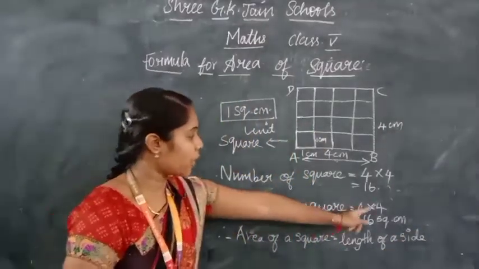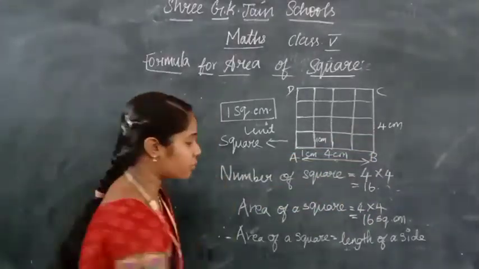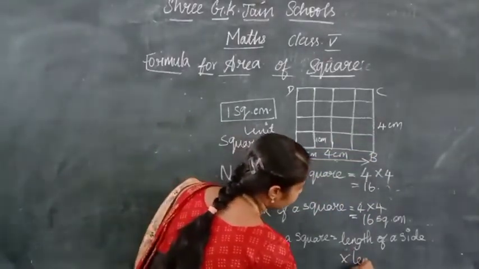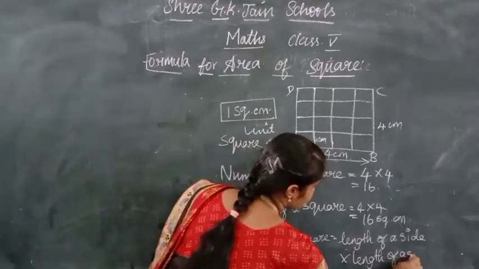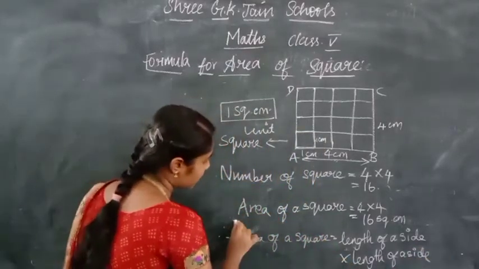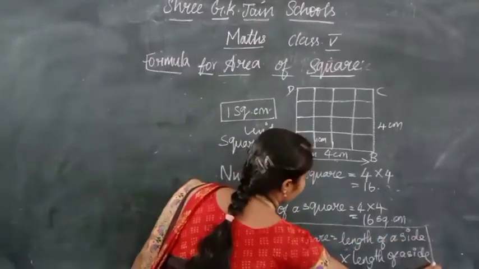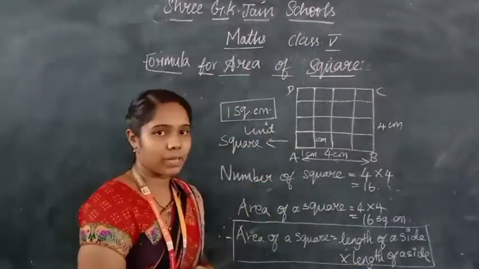Here we see 4 into 4. Length of one side is 4. The length of the other side is also 4. So length of a side into length of a side. We have to multiply the two sides of the square to find the area of the square. Understood, children, how the formula is coming?